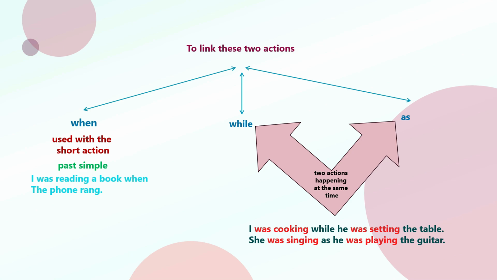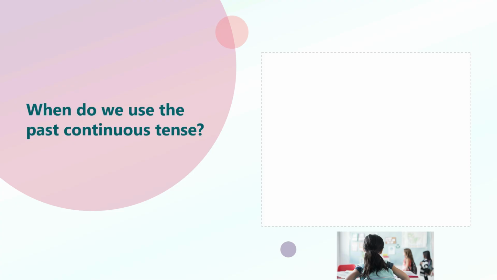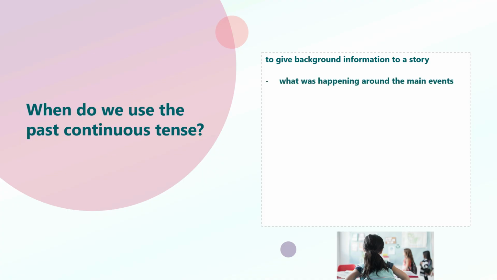So, when you want to show that one action was in progress while another happened, you use the past continuous. Another important use of the past continuous is to give background information in a story. When we tell a story, we often want to describe what was happening around the main events, what the scene looked like, what people were doing, or what the situation was at that moment. These background actions are usually longer, ongoing activities, so we use the past continuous.